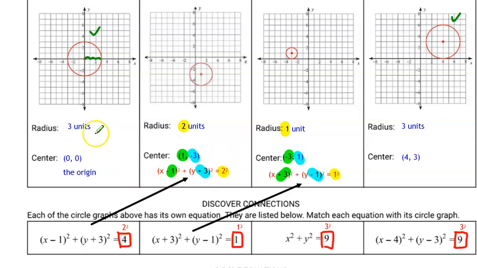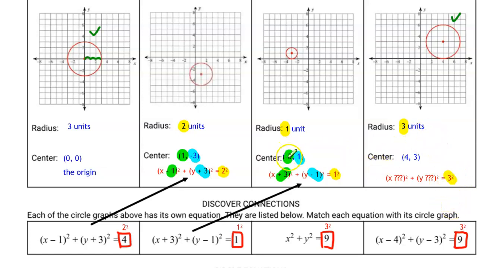So we should be able to take these other circles and use the center to try to determine what the equation should look like. Let's try to write out the equation for this one. Now we already know that the radius is 3 units, so that should match up with this 3 squared.